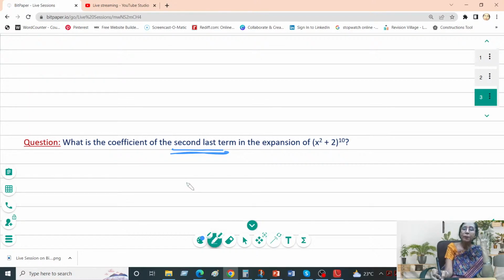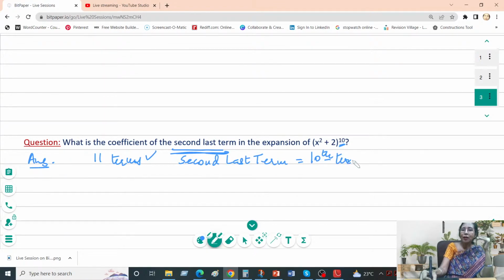How many terms will we be having? Because the power is 10, we will be having n plus 1 number of terms, so that is 11 terms. So second last term is equal to the 10th term, because we will be having the total of 11 terms. The second last term will be the 10th term.